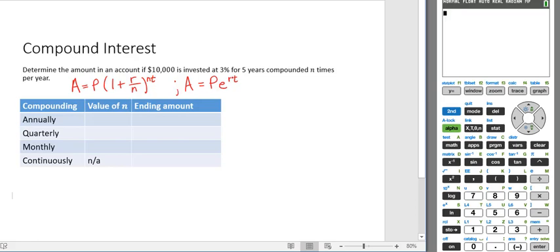If our interest is compounded continuously, we have a continuously compound interest formula, which is A is equal to P times e to the rt.